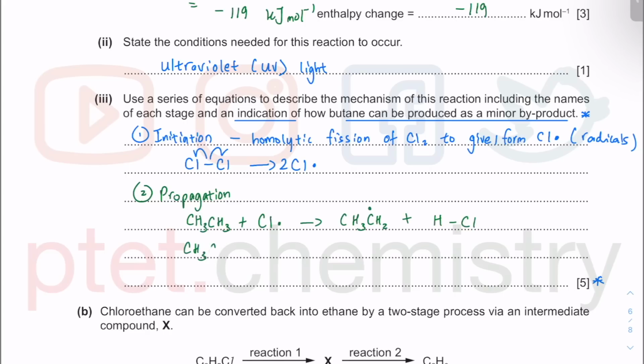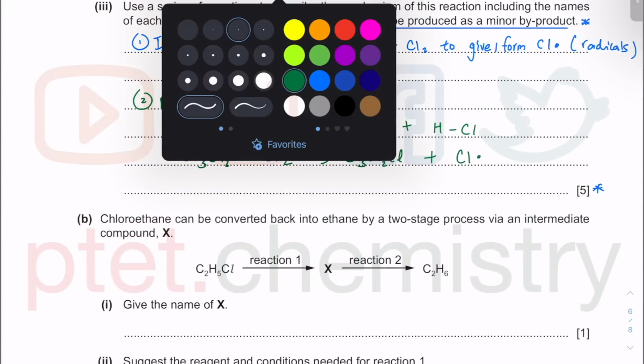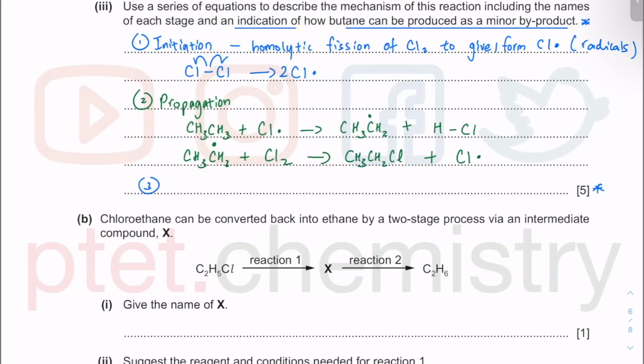But then I have not shown the formation of chloroethane from my propagation. So I need to show the formation of my desired product in my propagation step. Having done that, I also generate another chlorine radical, and this chlorine radical can attack more of the original ethane, and it's like a cyclic loop kind of thing. That is why it's called a chain reaction, because it just keeps on reacting without much control, to be honest.